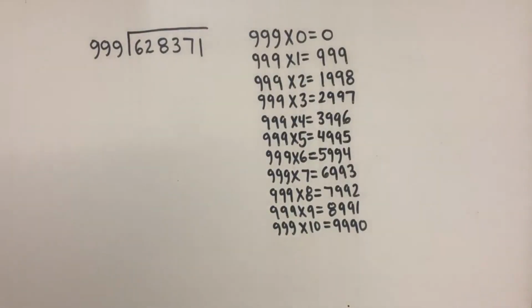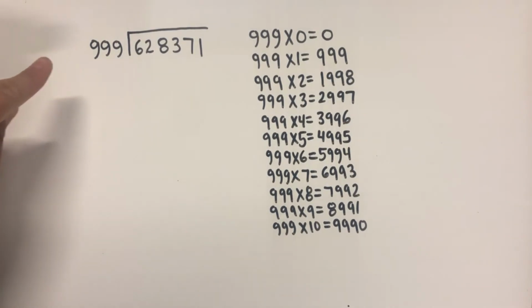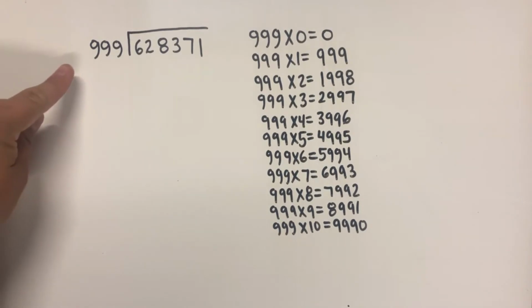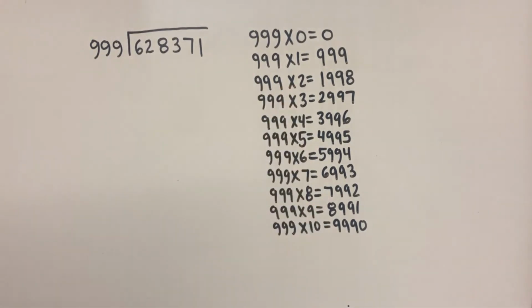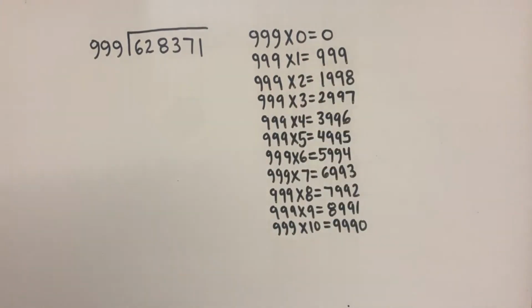Okay, let's do this division. Because the number outside of the division house is the number 999, I'm going to produce the multiplication table of times 999. And this is the multiplication table. And this is mainly to illustrate the steps, okay?